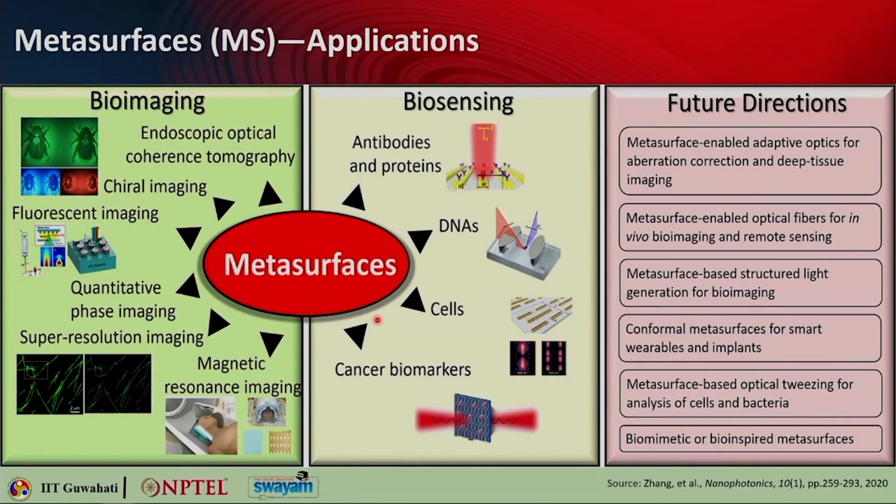All in all, here we can see the recent advances in metasurfaces in other application areas like bioimaging and biosensing. Bioimaging areas include endoscopic OCT or optical coherence tomography, chiral imaging, fluorescent imaging, quantitative phase imaging, super resolution imaging, and also the field of MRI, magnetic resonance imaging, where metamaterials can be used to locally boost the magnetic field so that the signals from the MRI can be boosted locally.